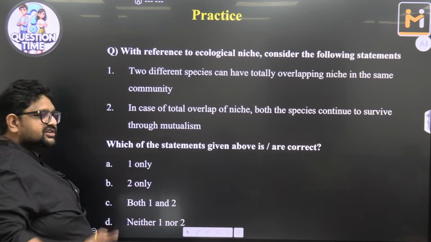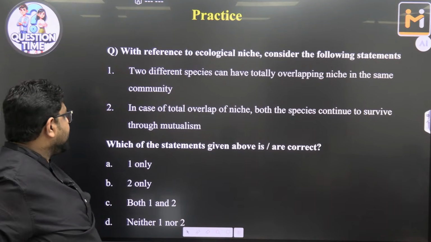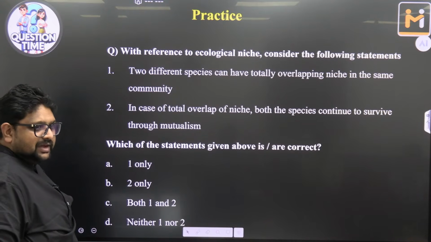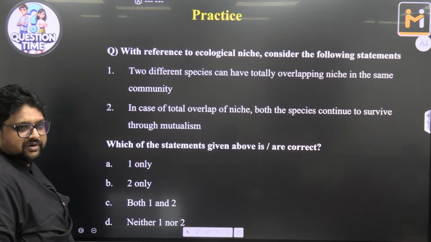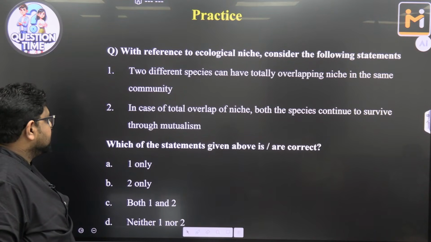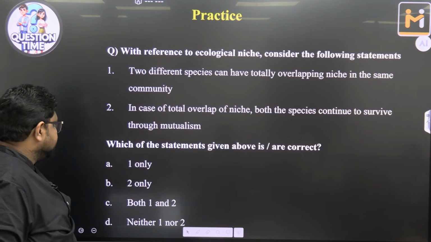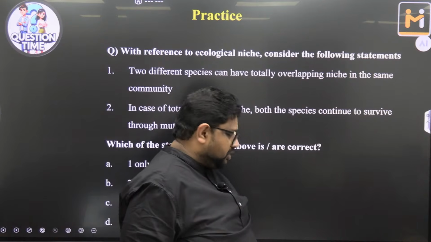With reference to ecological niche, consider the following statements. Two different species can have totally overlapping niche in the same community. In the same community, two species can have the same niche. In case of total overlap of niche, both the species continue to survive through mutualism. Okay, these are the two statements. Which of the statements given above is correct? One only, two only, both one and two, neither one nor two.